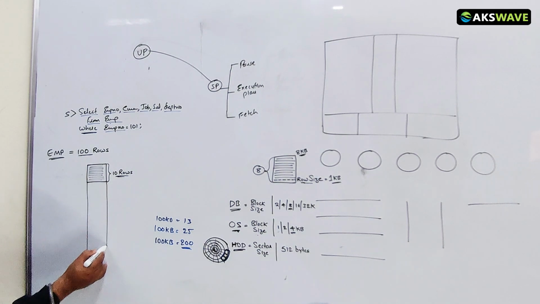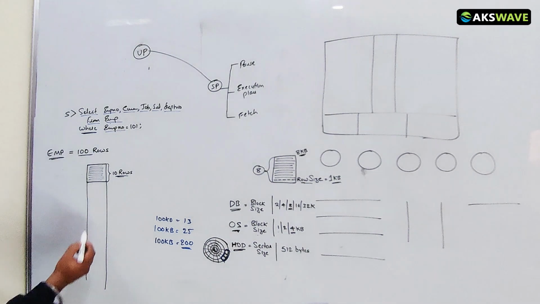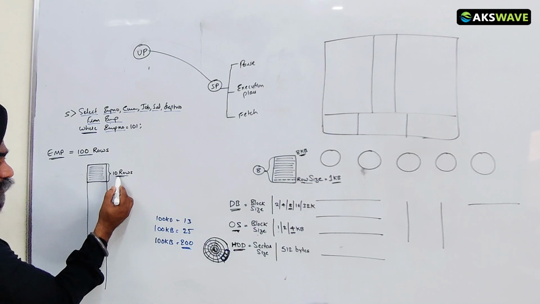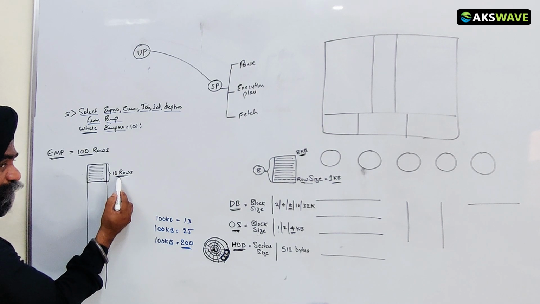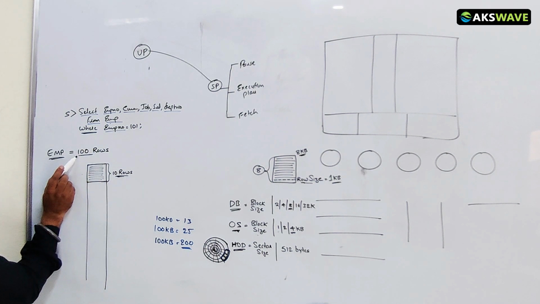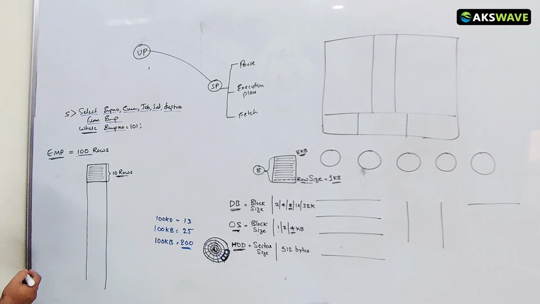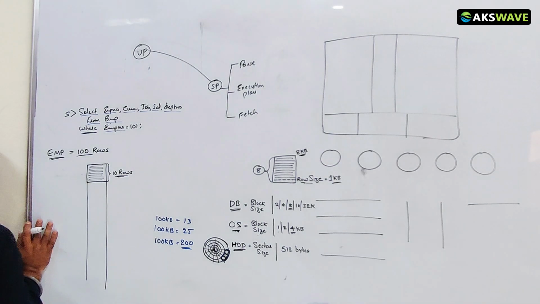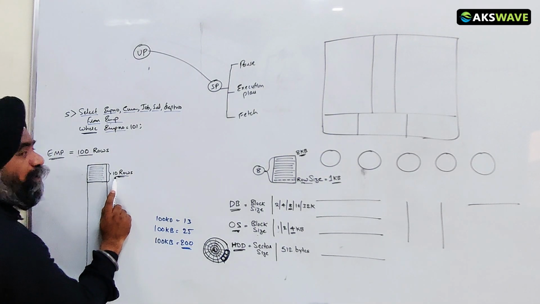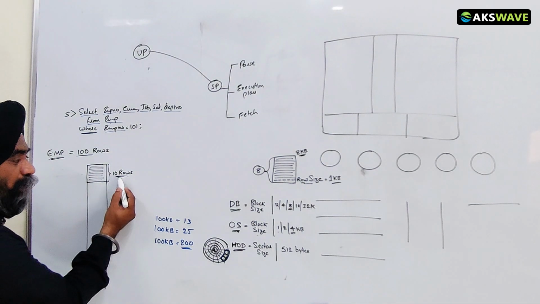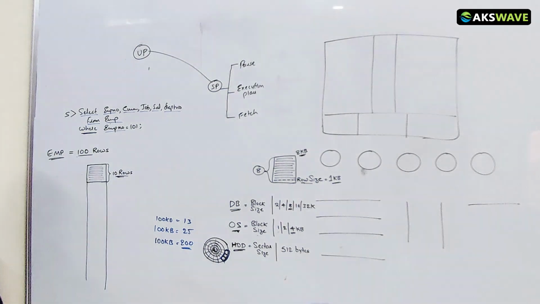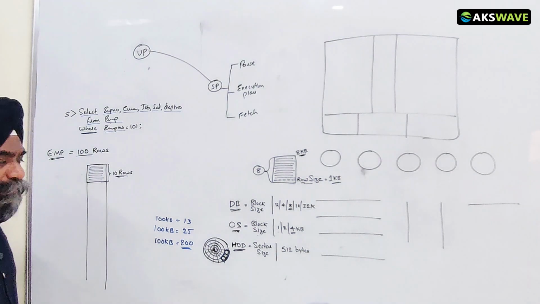8 blocks? In one block, please, I can have 10 rows. To accommodate 100 rows, how many blocks do I need? 8 blocks into 10 rows each, how much will it become? 8 into 10 is 80. What about the remaining 20 rows?